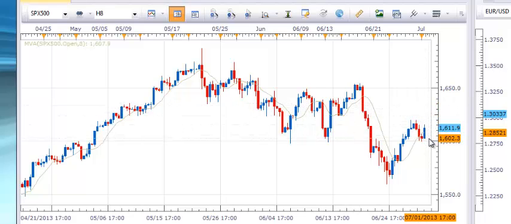If instead it does not, and at some point starts to push below this 1599 area, if it closes below that, then most likely we have a lower high in here somewhere, and then we're probably going to go retest the lows at some point during the week. But unless we do that, right now it's positioned to go higher.